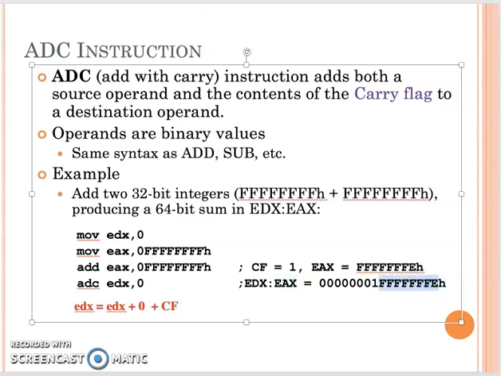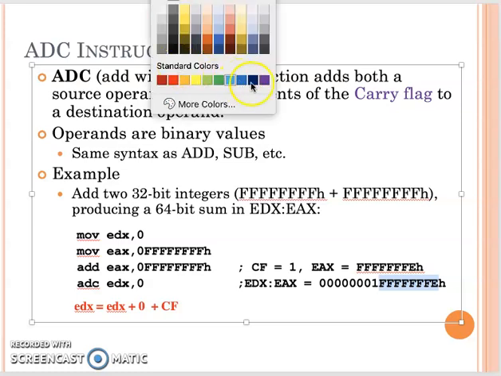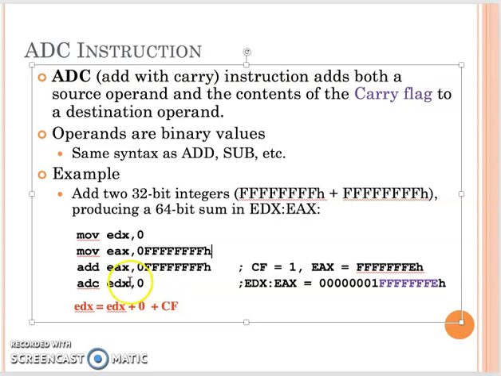So this ADC instruction will carry over our extended value. Since we don't have any value in the upper 32 bits, the EDX just adds 0. But we don't use ADD, we use ADC. So ADC will add 0 to the EDX plus the carry flag value. If the carry flag is set, we add 1. If the carry flag is clear, we just add 0. So that's why our result will have the correct value.